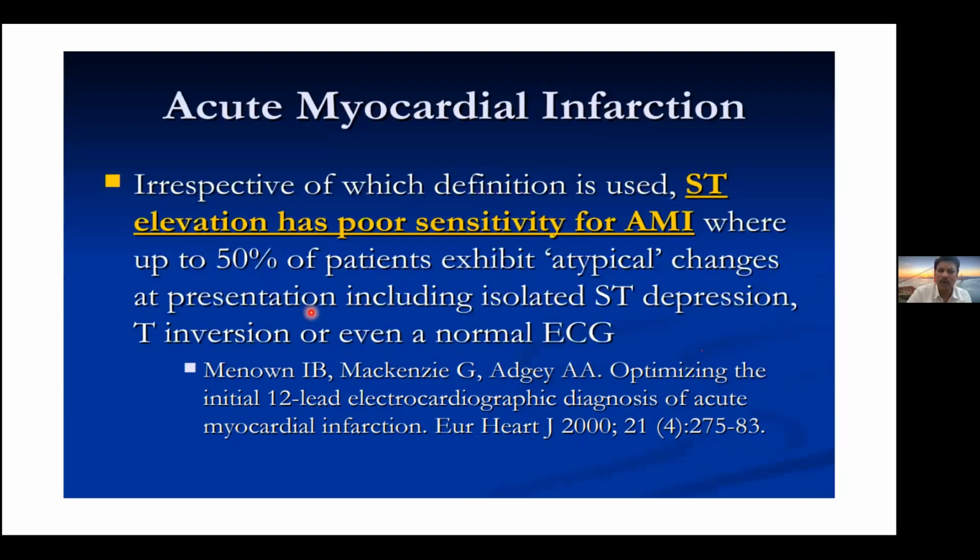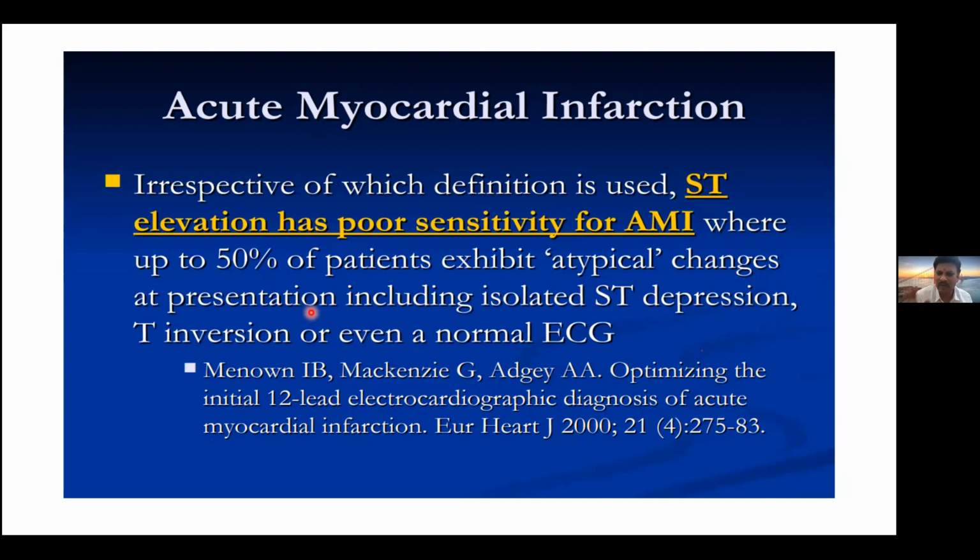More importantly, it should be present in the contiguous leads. So if there is ST elevation in V2, it should not be that V6 has another ST elevation. V2, V3, V4, it should be contiguous. It should occur in the same arterial territory. Then only you call it ST elevation. If there is ST elevation in V3 and ST elevation in lead 3, you don't call it ST elevation. This is something which is a local current abnormality due to some fault in the machine or something like this.